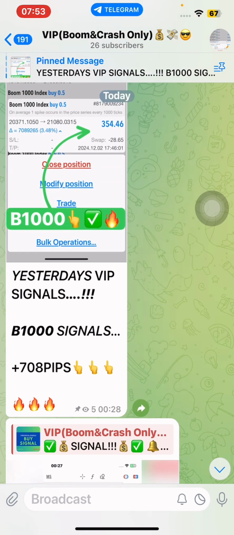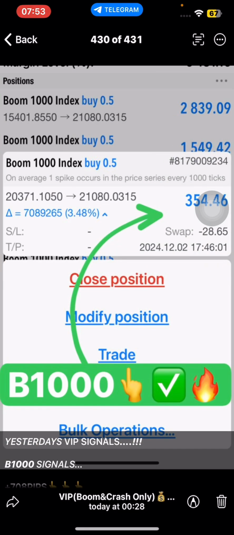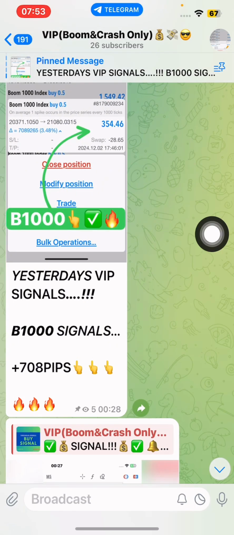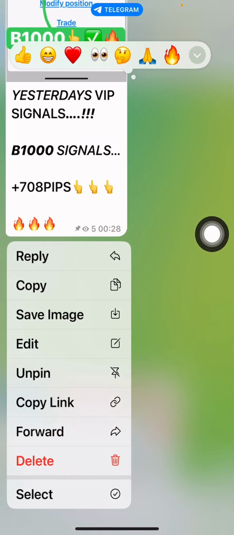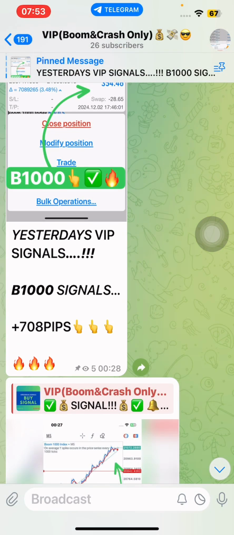This is the last entry. You see the entry 23.7. The entry is the same, and we are currently trading at this level. So we were able to book over 700 pips, catching one single spike using our VIP signals.